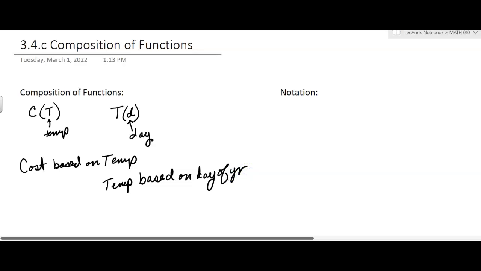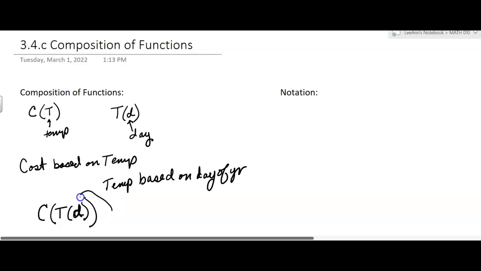Okay? So the way we write this in notation is we're saying it's the cost function based on the temperature function, which is based on the day of the year. I'll put D for day. That is one way to write the notation. Cost being one function, temperature being another function. This is what we call a composition.